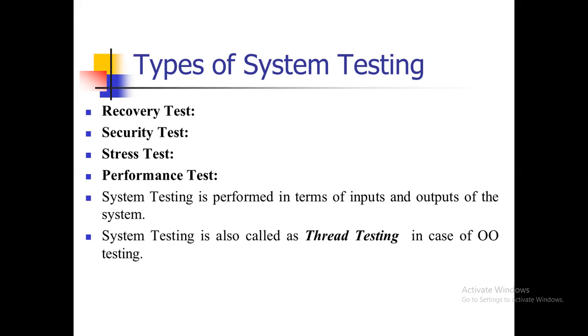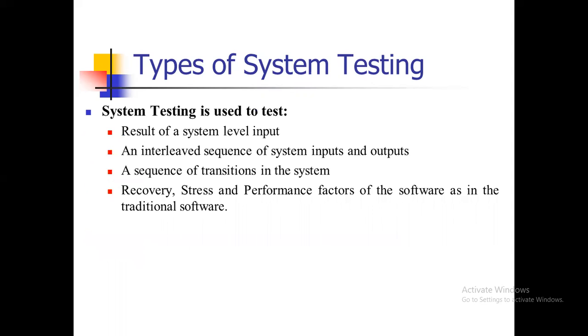We are going to provide some inputs to the system and check the system against the outputs that we get. Then system testing is also called thread testing in the case of object oriented testing. Here system testing is used to test the result of a system level input, an interleaved sequence of system inputs and outputs, then the sequence of transitions in the system, and the recovery, stress, and performance factors of the software as in traditional software.